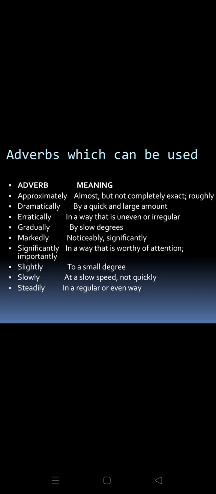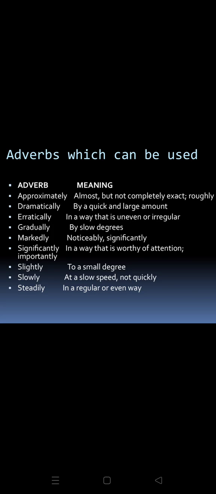So erratically means in a way that is uneven or irregular. The way I talked about, sometimes it is increasing, sometimes it is falling, decreasing, increasing. That is called erratically. So the prices have erratically changed over a period of time. Gradually means by slow degrees, either a gradual increase or a gradual decrease.